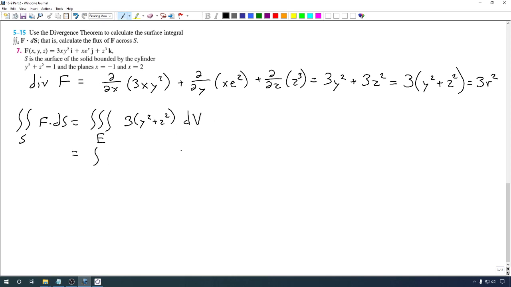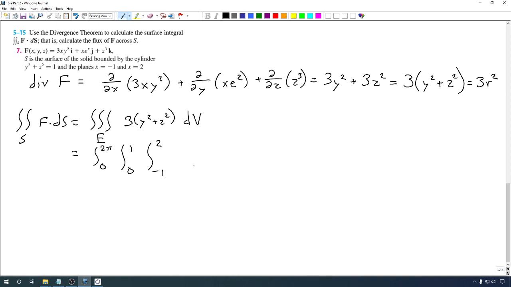So we get the integral over theta, which is going to go from 0 to 2 pi. We are going all the way around the cylinder. The r is going to go from 0 to 1 because that cylinder has a radius of 1. And then, of course, our x values are going to go from -1 to 2.